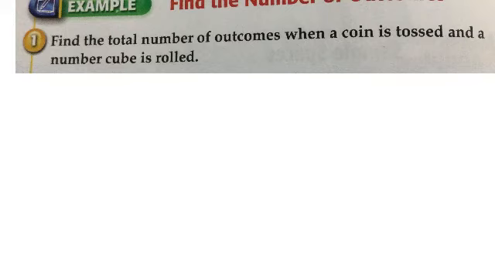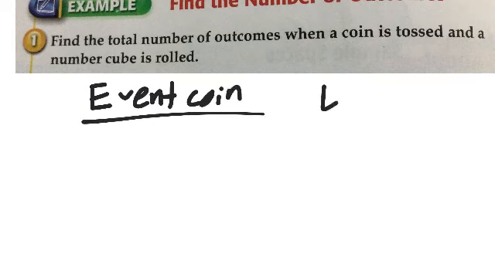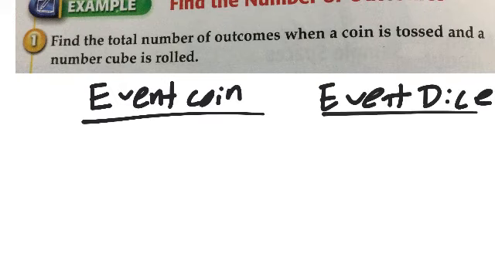Okay, so what are my 2 events? We got a coin toss and rolling a number cube. So I've got event coin and I've got event, I want to call it dice. Okay, rolling some dice and flipping a coin.